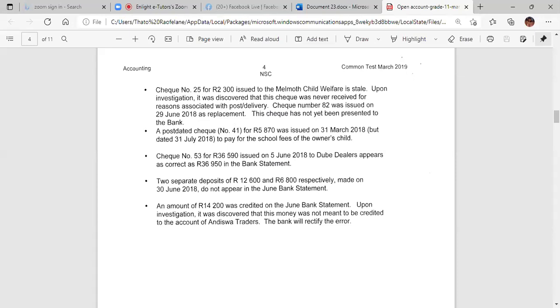And then a post-dated check number 41 for 5,870 was issued on 31 March 2018, but it's dated 31 July 2018 to pay for school fees of the owner's child. Firstly, this person is paying for school fees for their child. So it's drawings. And the check is post-dated. What's a post-dated check?